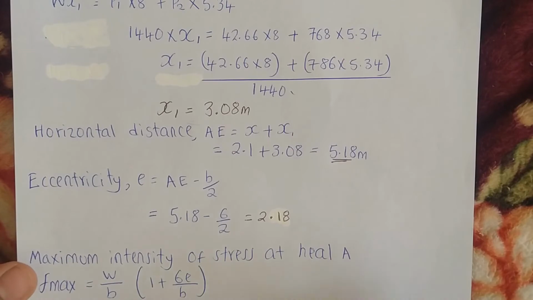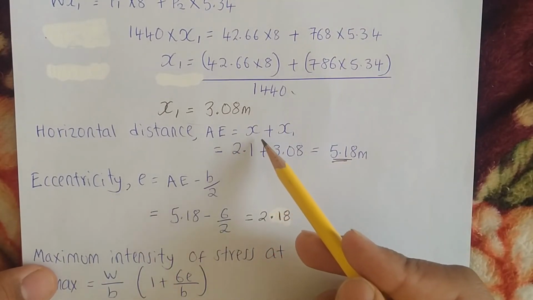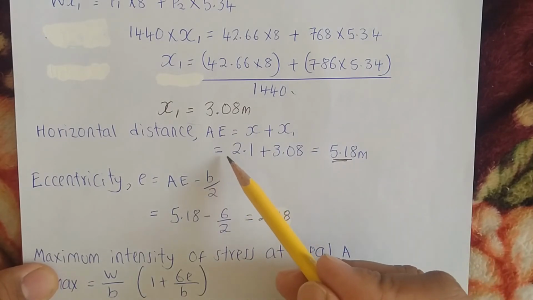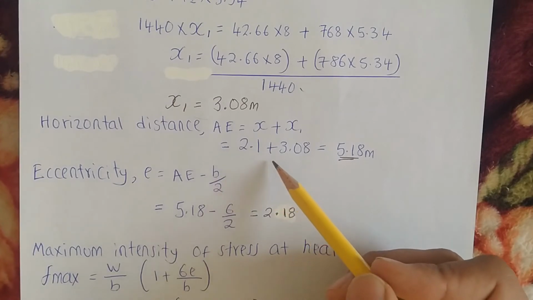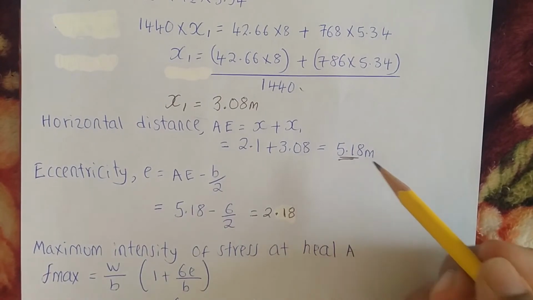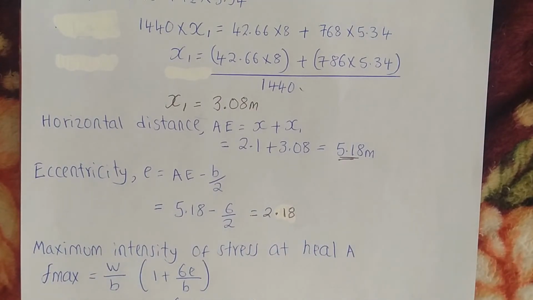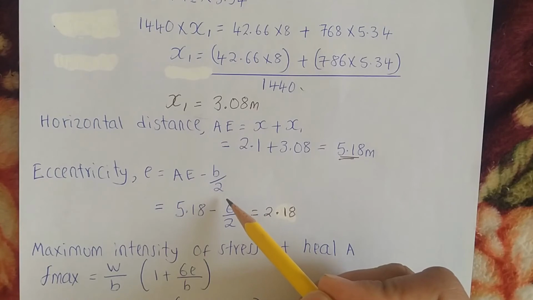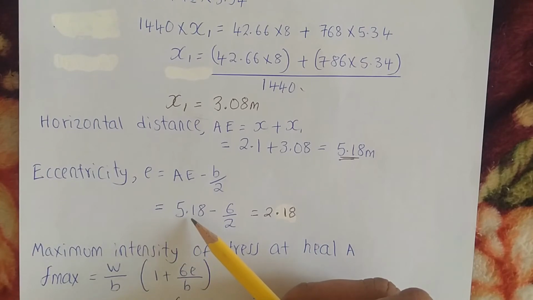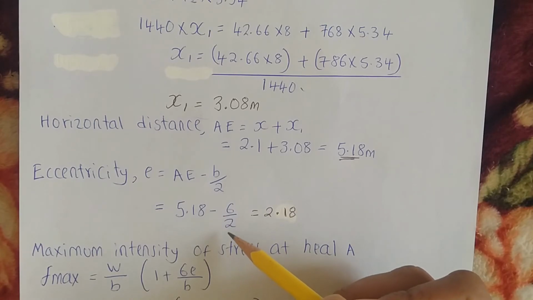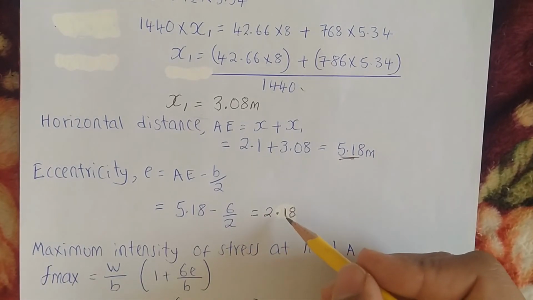So our horizontal distance AE will be equal to x plus x1. So we got our x and our x1 as 2.1 and 3.08. When you add, you get your answer as 5.18 meters. So eccentricity e is equal to AE minus B all over 2. This we have seen in the previous examples. And then our AE, which is the horizontal distance, is 5.18 minus the base, which is 6, all over 2. So when you calculate this, you'll get your answer as 2.18 meters.